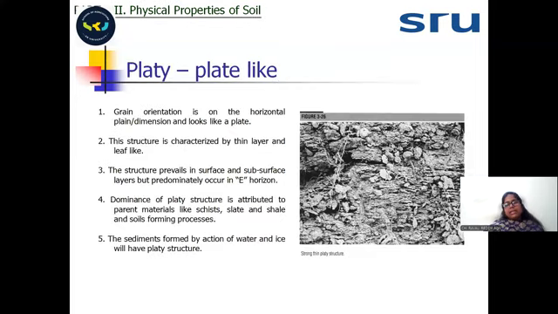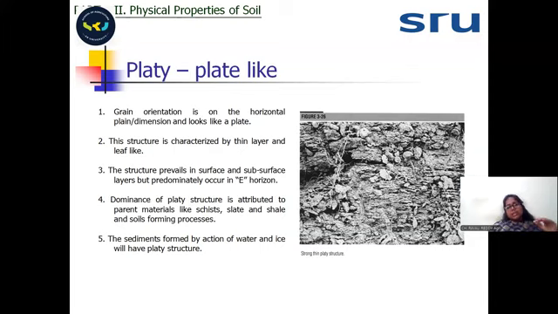Then second one is plate-like structure. Here the horizontal axis of the aggregates is larger compared to the vertical axis. It resembles a plate. Here the alignment is horizontal, and it mainly occurs in the E horizon. This plate-like structure is also further divided into two structures. One is platy and second one is laminar. Platy means the thickness will be more, whereas laminar means the thickness of each aggregate will be low.